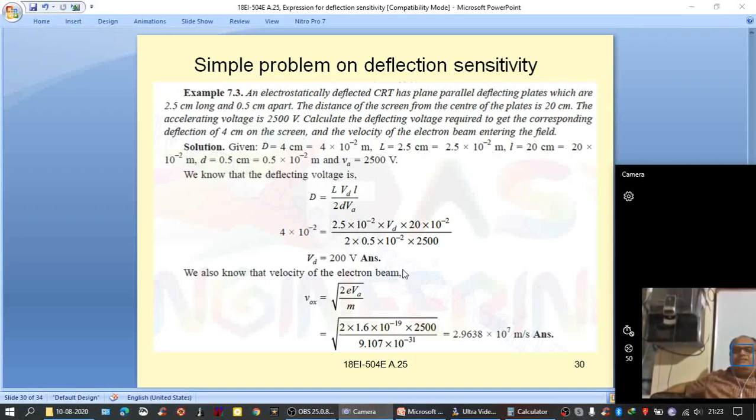Next, what is the initial velocity of electrons? It is given by the expression square root of 2eVa by m. If we know the value of Va, that is enough to calculate the value of initial velocity. 2 into 1.6 into 10 power minus 19 by 9.107 into 10 power minus 31 multiplied with Va, that is 2500. It comes out to be 2.9638 into 10 power 7 meters per second. So that much high voltage, that much high velocity the electron beam attained before entering into the field.